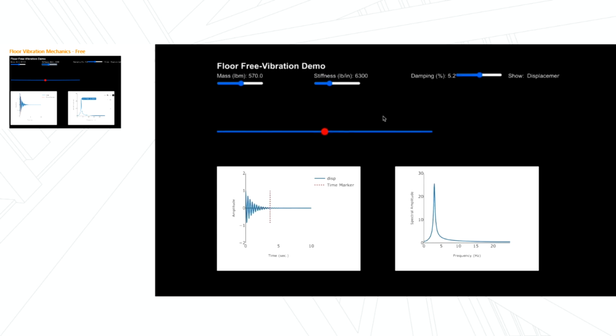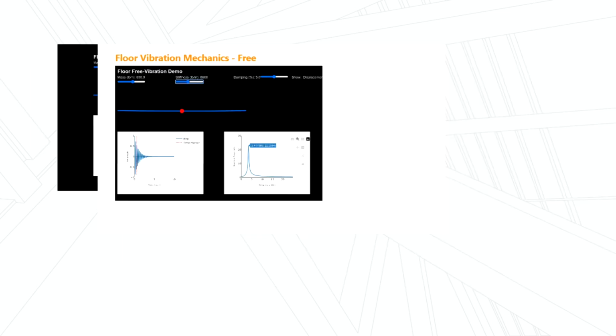And we can change various parameters. So there are three things that really shape how a floor vibrates: mass, stiffness, and damping. And we'll walk through each of those behaviors. And each of those will have an animation to show that context and behavior.